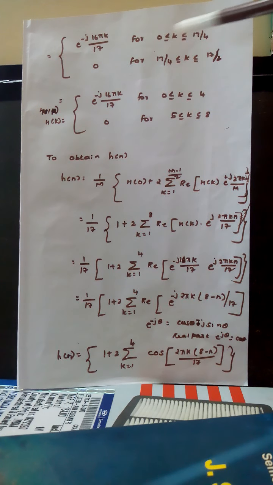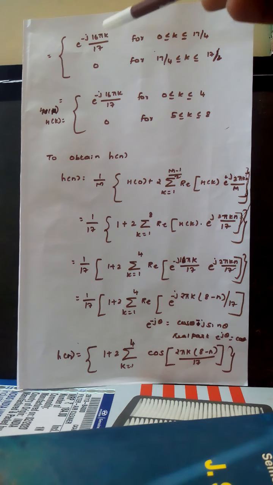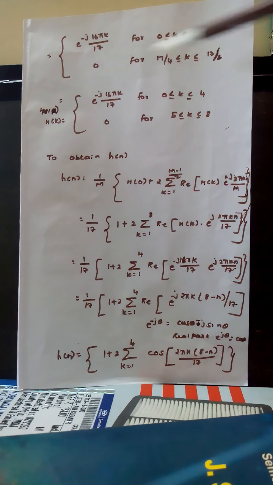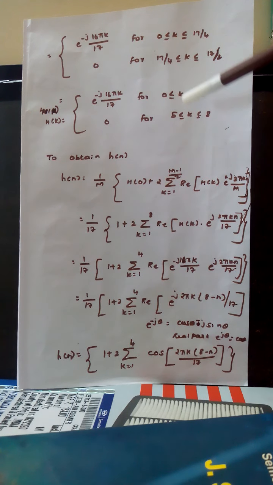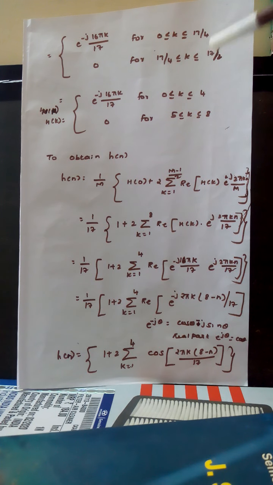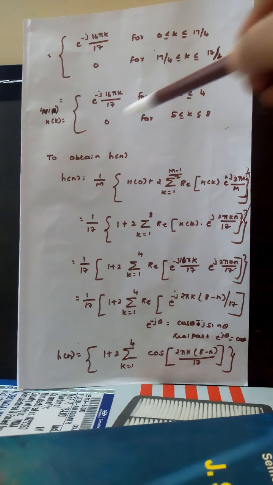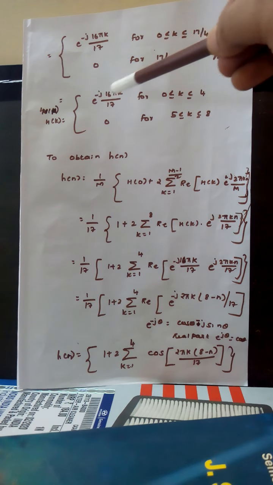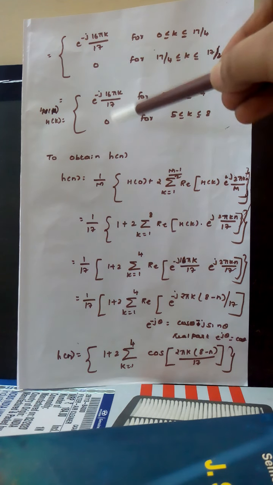So we can see the k value will vary from 0 to 17 by 4. So your h of k is e to the power of minus j 16 pi k by 17. Other than that, all the values here are 0. If you divide 17 by 4, we get 4.25, so we can consider the whole number, which is 4. And here we can consider the next value, 17 by 2; if I divide, we get 8.5. So we can consider 8 also, or 9 also, because anyway the value will be 0 only. So here, from 0 to 4, h of k is e to the power of minus j 16 pi k by 17. Other than that, the value will be 0.